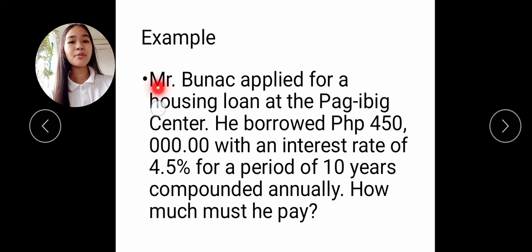Example, Mr. Bunak applied for a housing loan at the Pag-ibig Center. He borrowed 450,000 pesos with an interest rate of 4.5% for a period of 10 years compounded annually. How much must he pay?